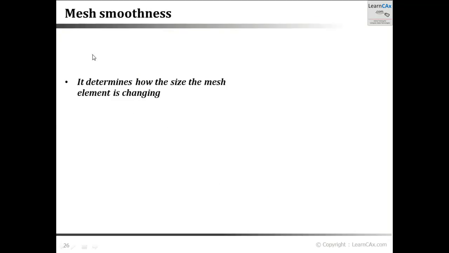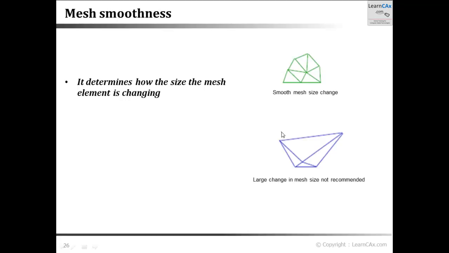Next criterion is mesh smoothness. It determines how the size of the mesh element is changing, because within the entire CFD space we cannot have elements of a single size. We have to change the size in order to control our CFD domain mesh count. So we have to use different sizes of mesh in order to fill the space within the CFD volume. So we have to change the size of each cell. We cannot keep the same sized cell within the entire CFD volume.